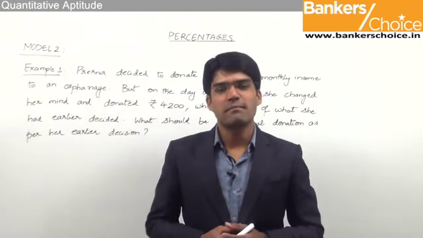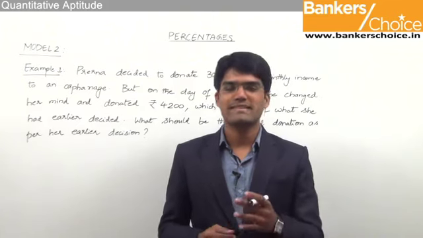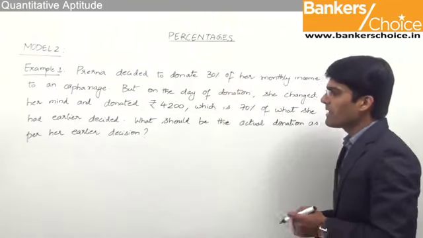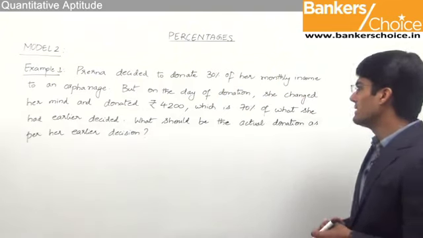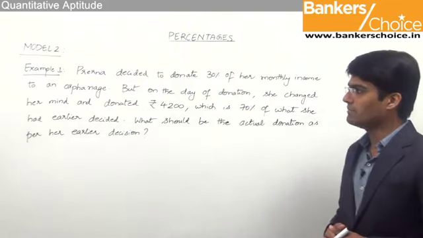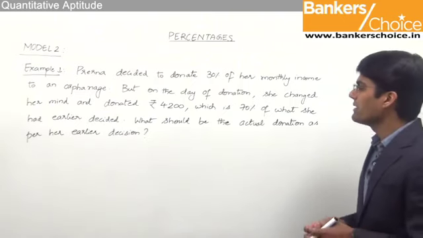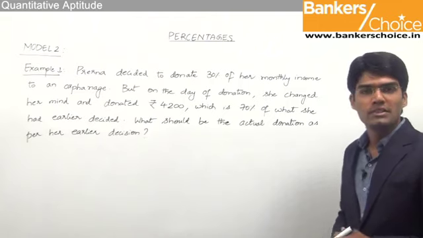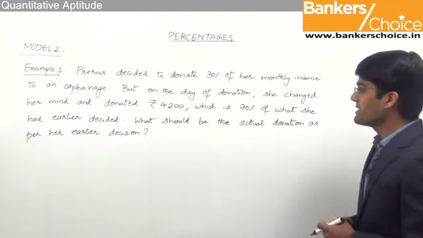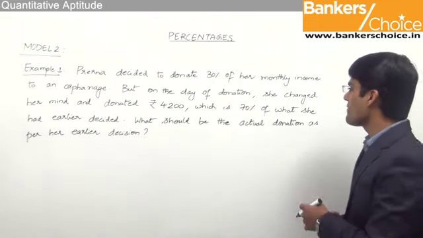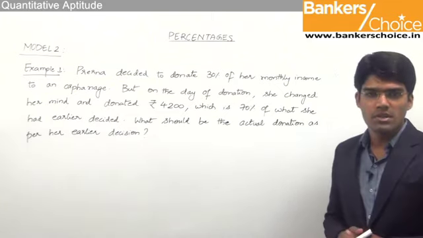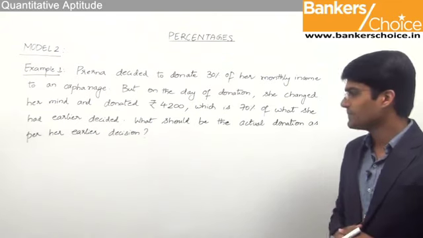Let us now take an example which is based on the concept of percentage that we have just discussed. The question here is, Prerna decided to donate 30% of her monthly income to an orphanage. But on the day of donation, she changed her mind and donated rupees 4,200, which is 70% of what she had earlier decided. So what should be the actual donation as per her earlier decision?